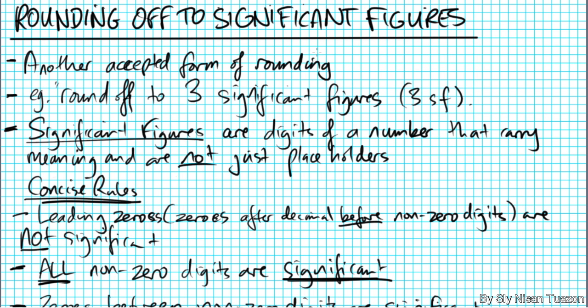Now, significant figures, not fingers, are digits of a number that carry meaning and are not just placeholders. So really, you're trying to show the number, ignoring all the placeholders.